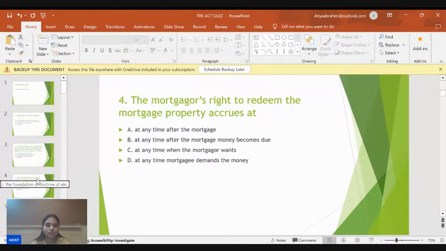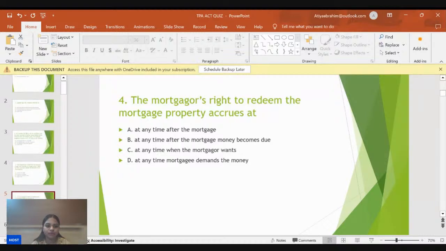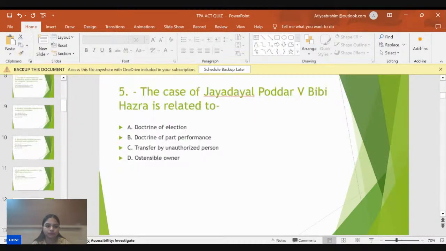Now come to question number 5. Tell me, if you have read about this case, Jayadayal Poddar versus Bibi Hajra, what doctrine is this case related to? Option A, doctrine of election; option B, doctrine of part performance; option C, transfer by unauthorized person; or option D, ostensible owner.